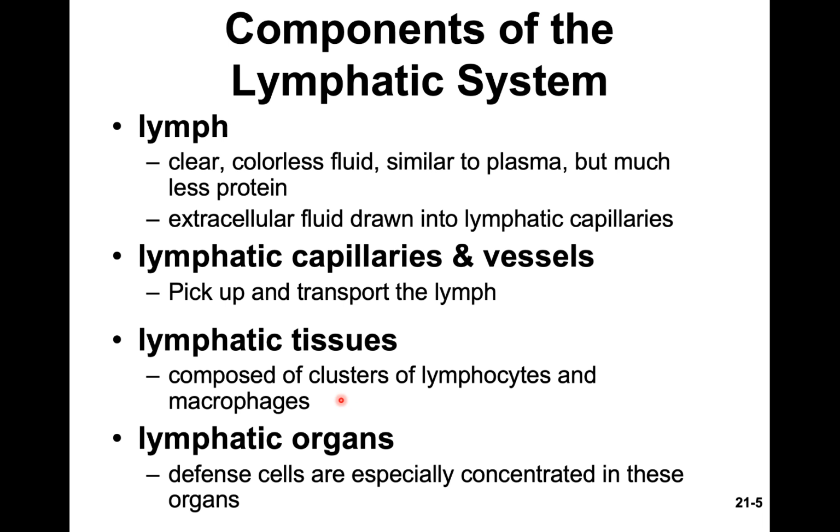Now, a few components of the lymphatic system. You've got the fluid inside of it. You call that lymph. It is clear, it is colorless, and it's almost like plasma. Then you have the lymphatic capillaries and lymphatic vessels. These lymph capillaries are what pick up the fluid at your blood capillary beds. Lymphatic vessels transport it. Lymph tissues. You can also have clusters of lymphatic tissue in different areas of your body, and we'll talk about that. And then the last thing is lymphatic organs. Lymph organs are usually going to be areas where you have concentrated lymphatic cells.